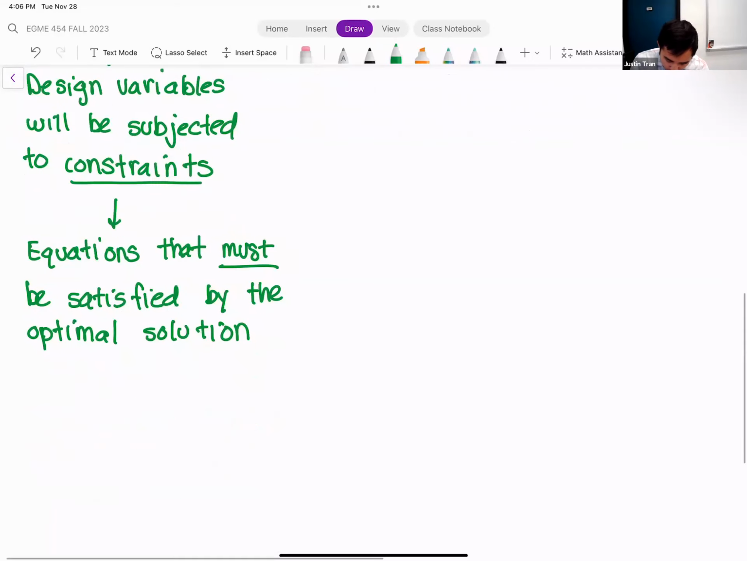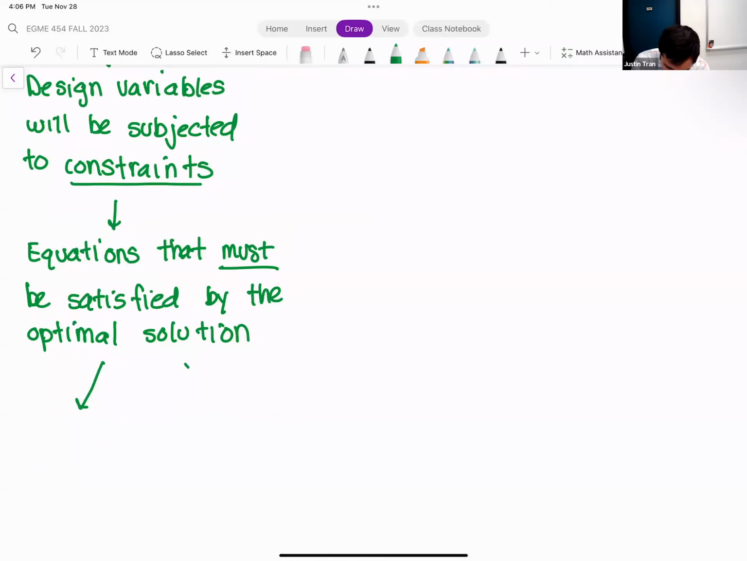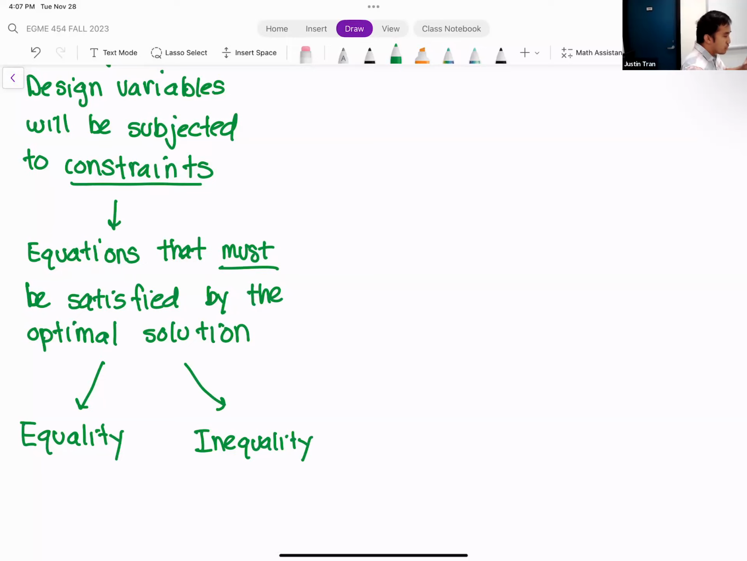And remember, we had two flavors of constraints, because we had two types of equations that we can use to constrain our design variables. We can either have equality constraints, which get their name because they're a mathematical formula that has an equal sign. And then we have inequality constraints, which are mathematical equations that have an inequality sign. Traditionally, they have a less than or equal to sign that we have to account for.